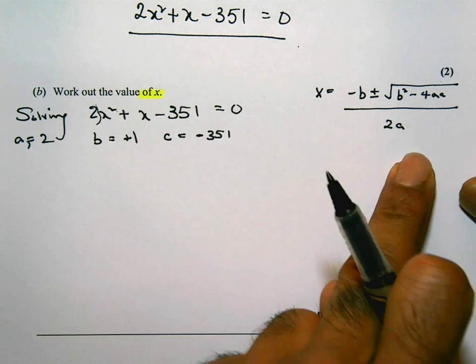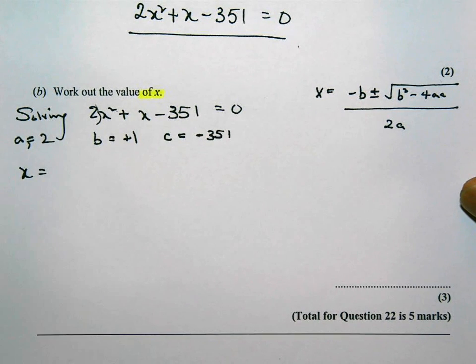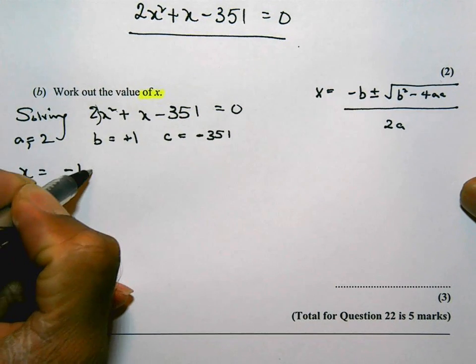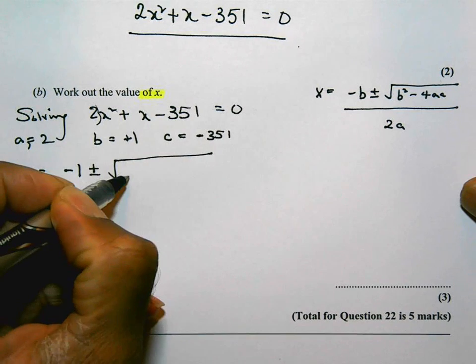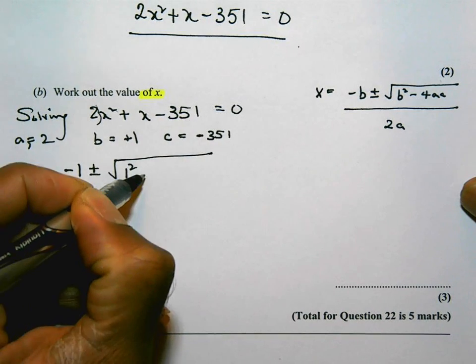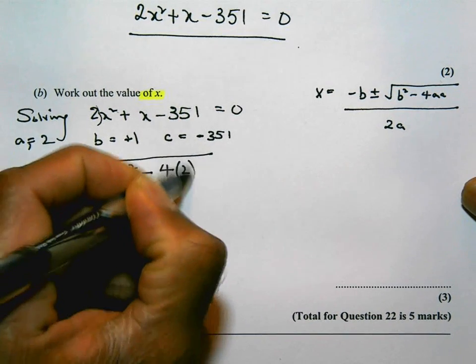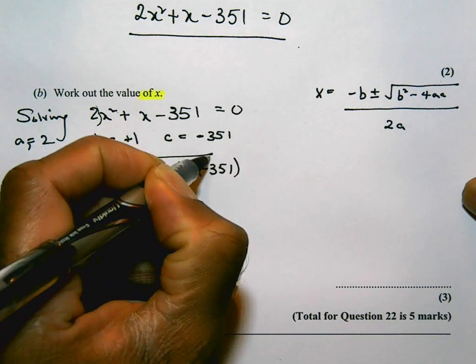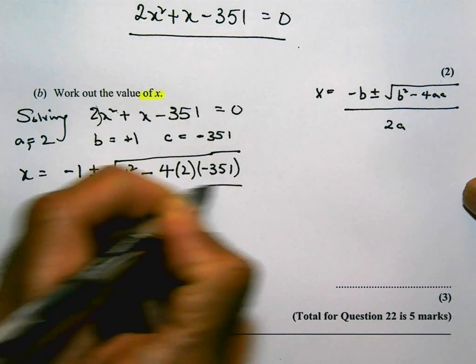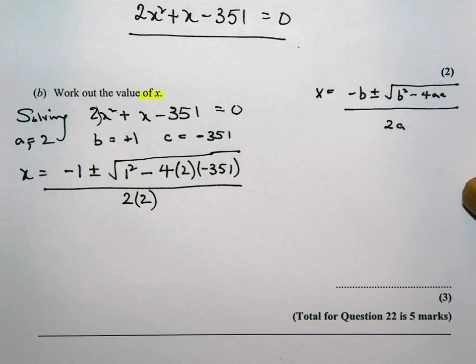x is equal to minus b, which is minus 1, plus or minus the square root of 1 squared minus 4a, which is 2, and then c, which is minus 351, and then that all over 2 lots of a, which is 2 lots of 2. So my first step was just to put the numbers in. Now I'm going to tidy that up.